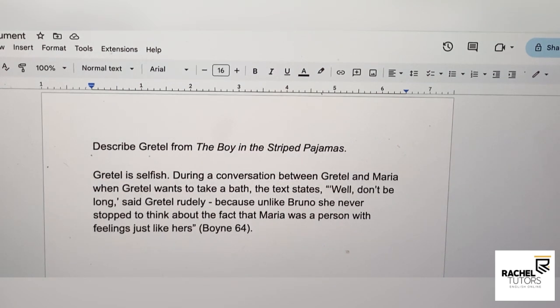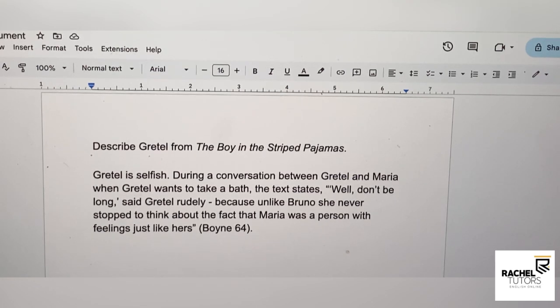So during a conversation between Gretel and Maria, when Gretel wants to take a bath, the text states, "Well, don't be long," said Gretel rudely, because unlike Bruno, she never stopped to think about the fact that Maria was a person with feelings just like hers.